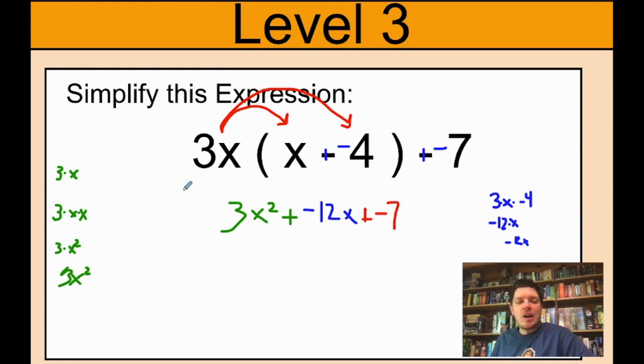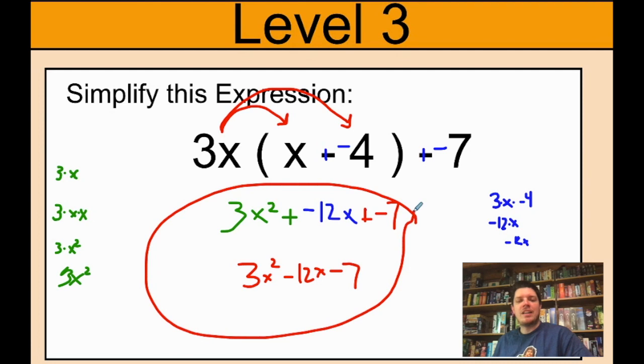This is one way to write the final answer. If you want to combine these plus negatives, you could get really fancy and write 3x squared minus 12x minus 7. And either of those answers are perfectly right and normal and good. Can't combine any more like terms after that.